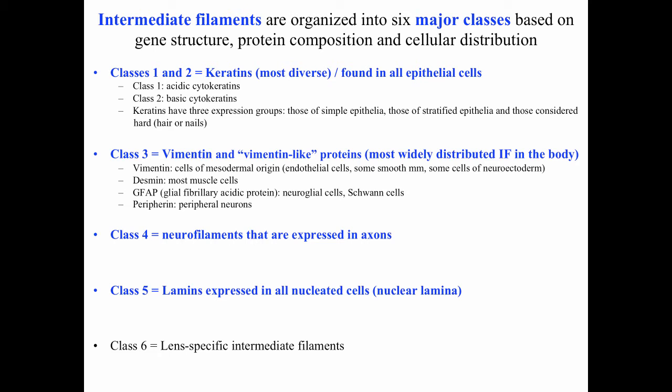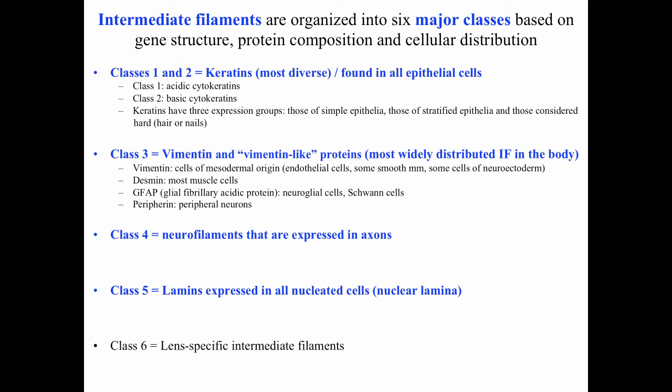Vimentin is found in cells of mesodermal origin, so they're found in endothelial cells, in some smooth muscle cells, and in some cells of the neuroectoderm. Desmin, another intermediate filament, is found in most muscle cells. Glial fibrillary acidic protein is found in neuroglial cells and Schwann cells, and peripherin is found in axons of peripheral neurons.